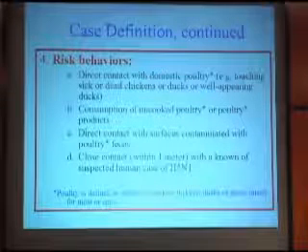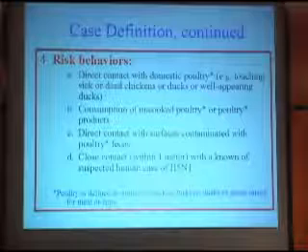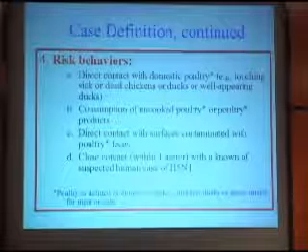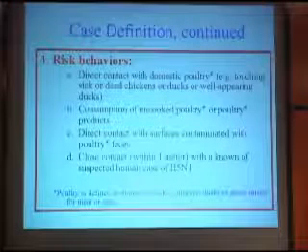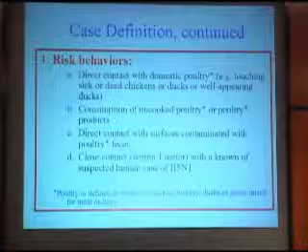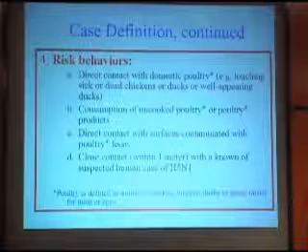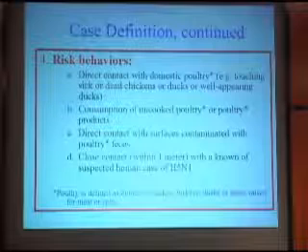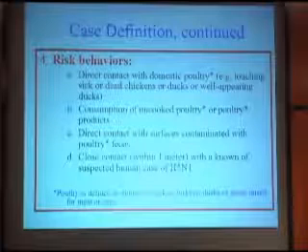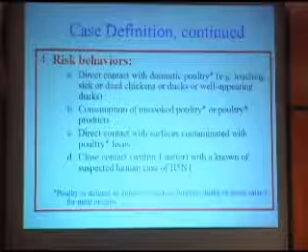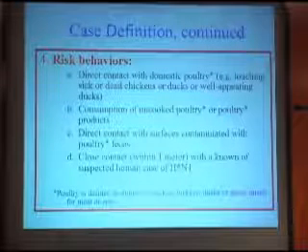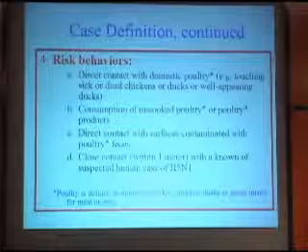Direct hands-on contact with domestic poultry that could either be well, sick, or dead. Consumption of uncooked poultry products. Direct contact with surfaces contaminated with poultry feces, so that would be bird markets, farms, etc. Or close contact within a meter of a known or suspected human case of H5N1.